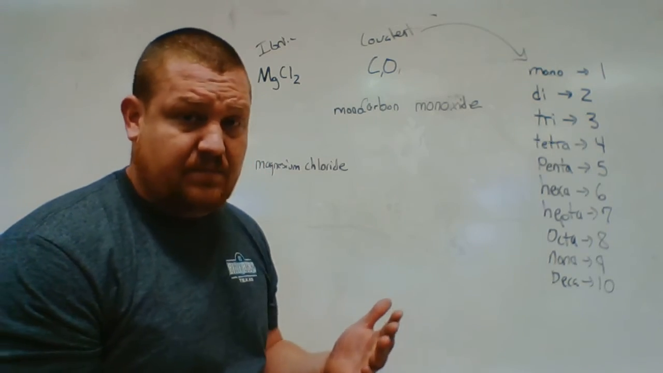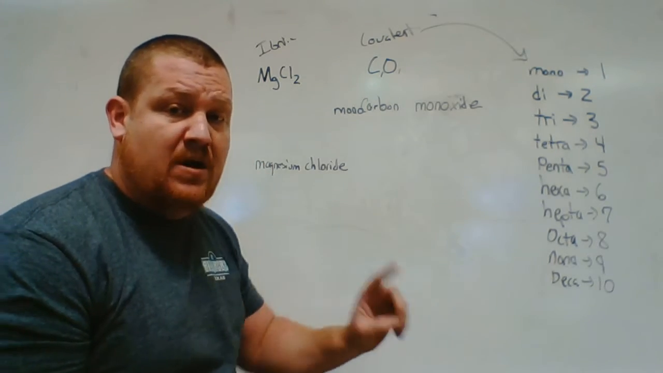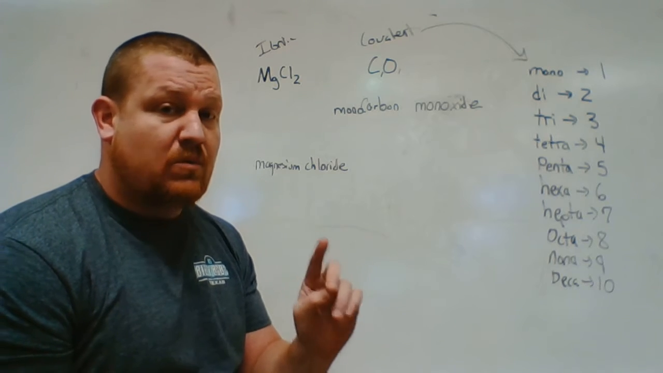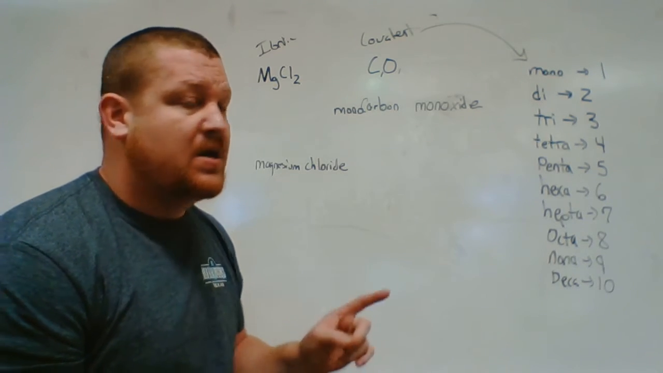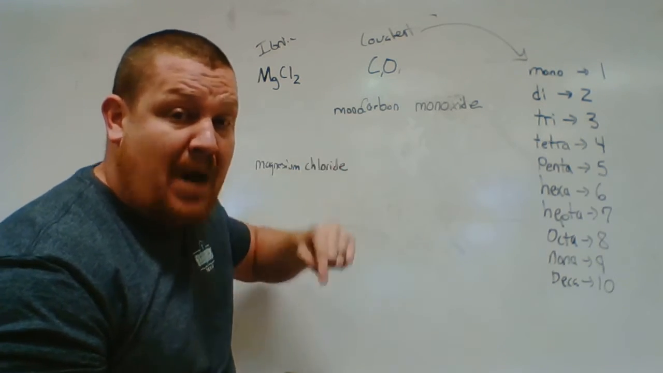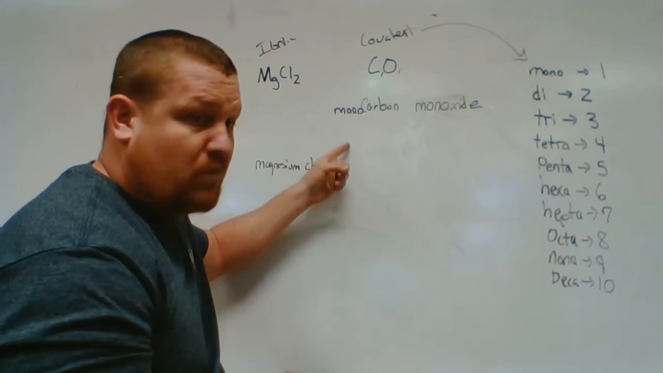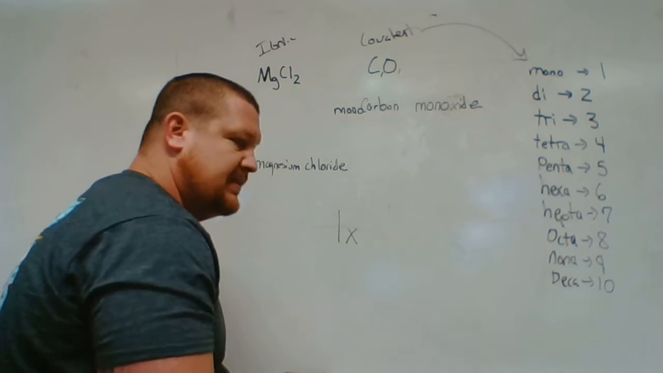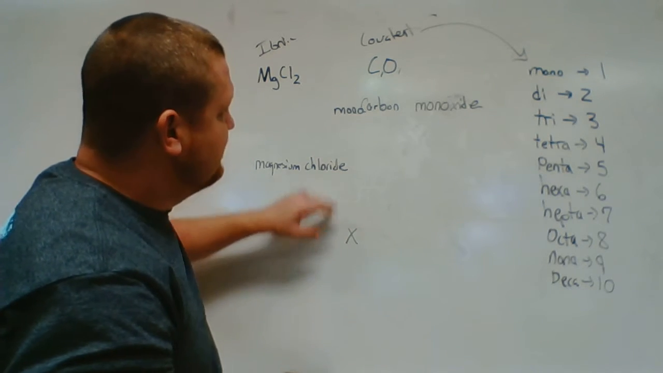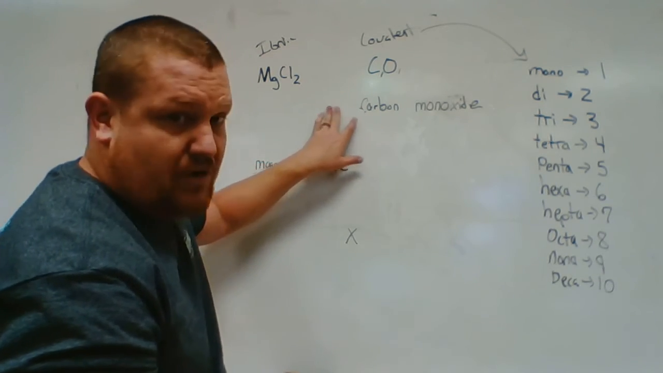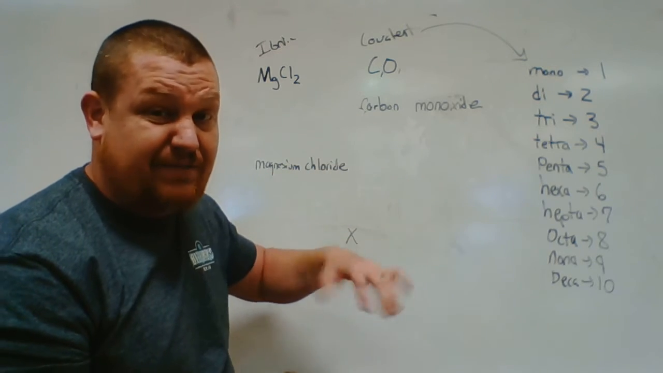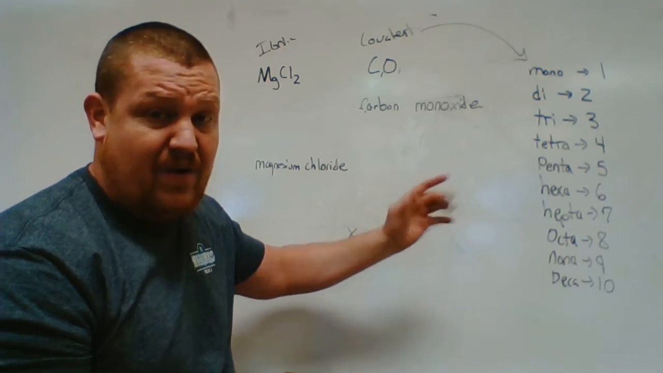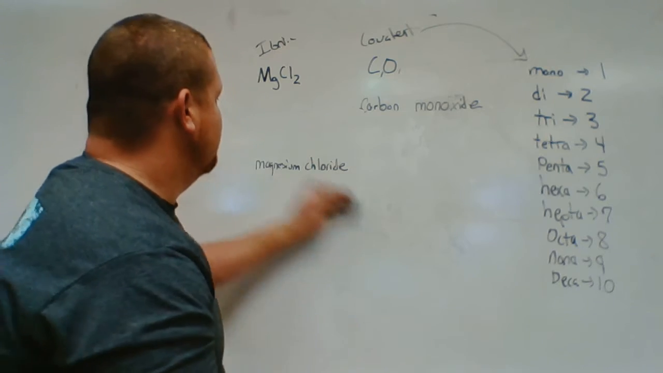So this is how you're going to do covalent every time. But there is one time where you do not use a prefix. You don't use the prefix mono on the first word, just like you don't write 1x. You just write x. That's the only tricky part about this. If it was di, tri, whatever, go for it. But not mono on the first word.